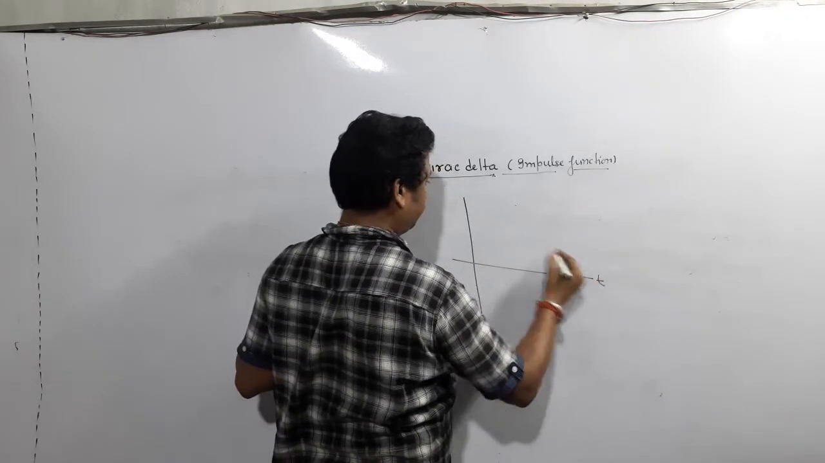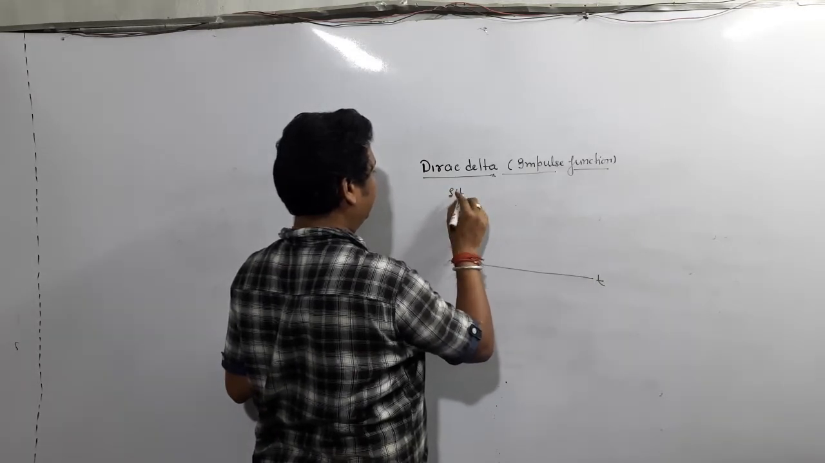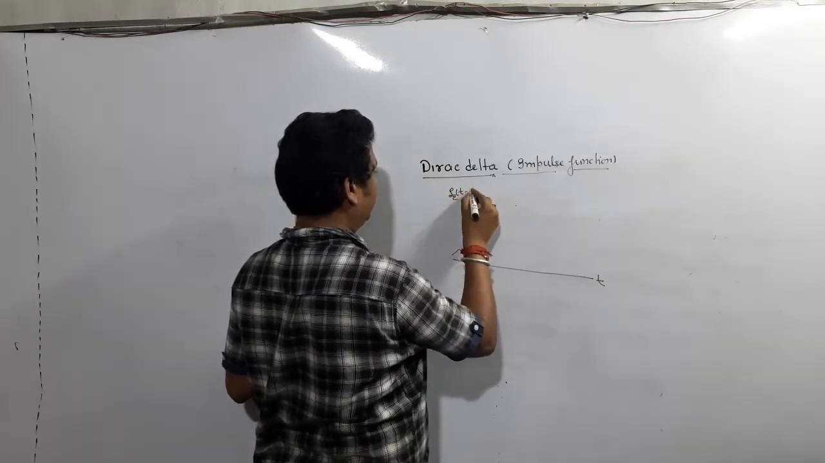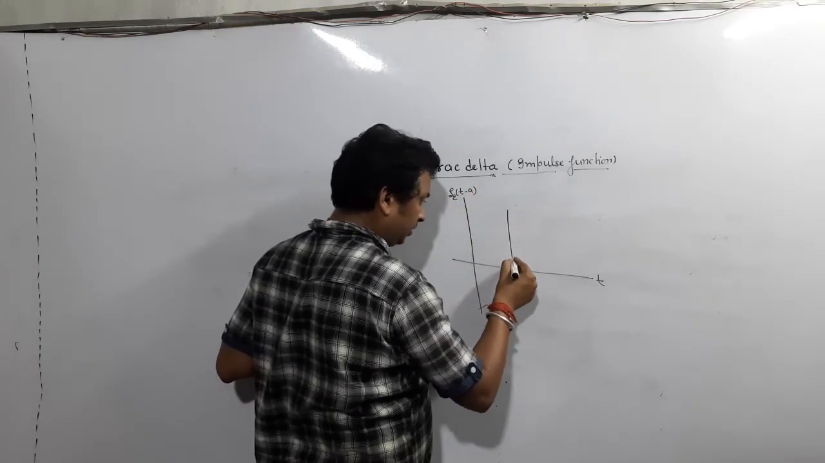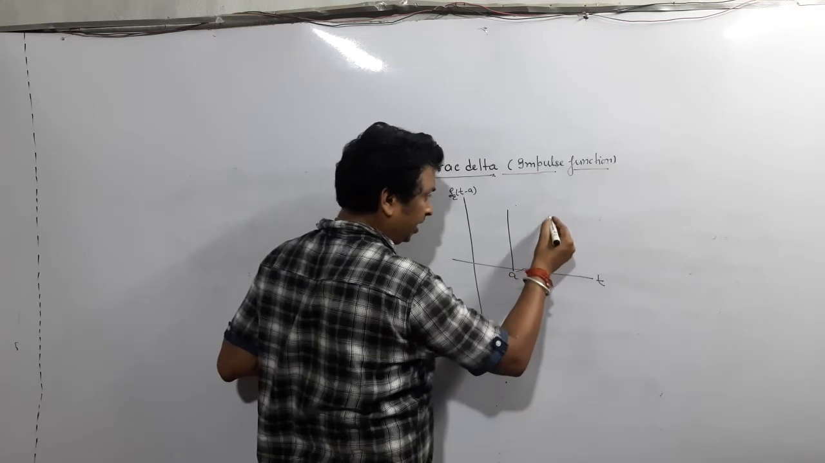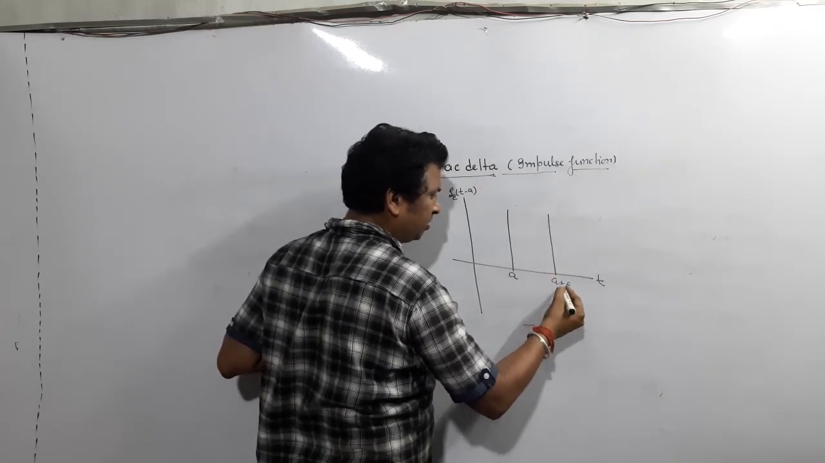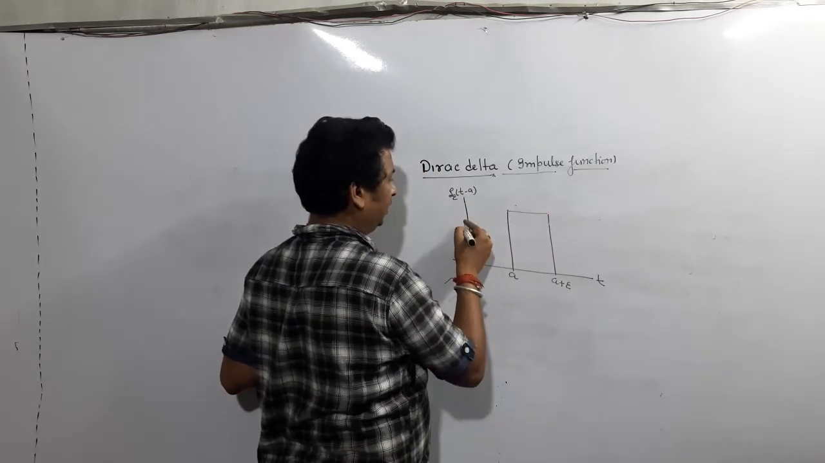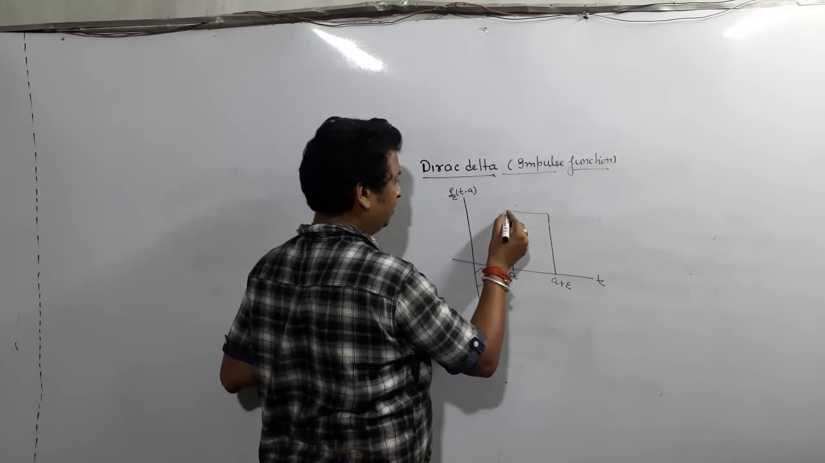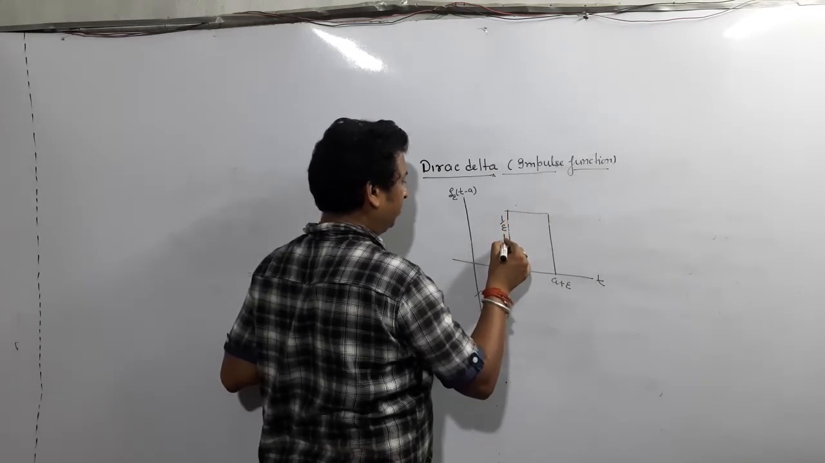This is t, this is delta epsilon. This is the time interval. We have taken a, and this is a plus epsilon. Epsilon is a very small quantity, and this much length we have denoted by 1 by epsilon.